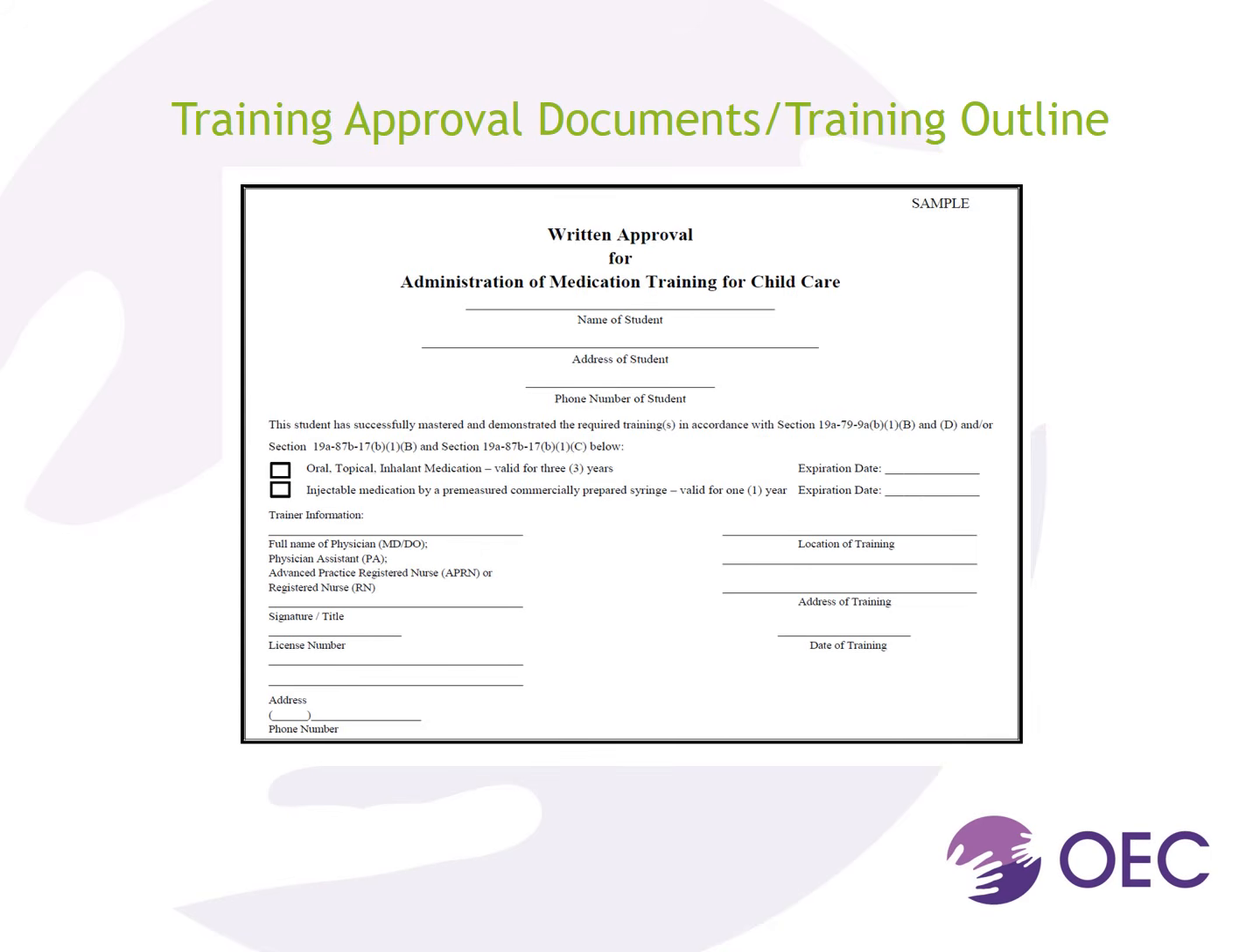Approval for the administration of oral, topical, and inhalant medication training is valid for 3 years. Approval for the administration of injectable medication is valid for only 1 year. Staff must maintain current approval. A copy of this approval, along with an outline of the training, shall be maintained on site at the program and available to licensing staff upon request.